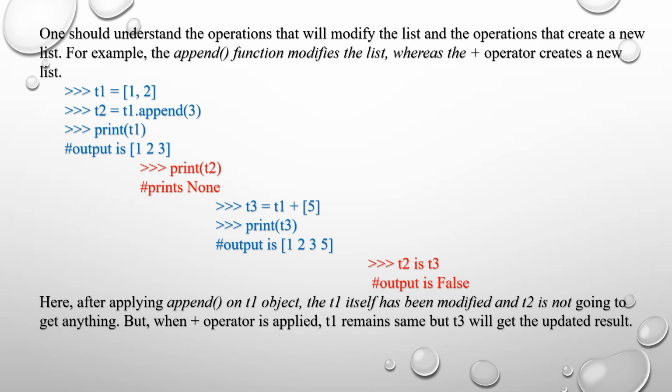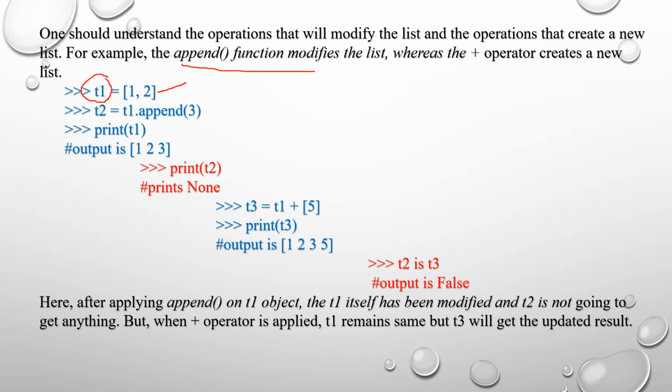One should understand the operations that modify the list and the operations that create a new list. For example, the append function modifies the list, whereas the plus operator creates a new list. For example, take t1 is equal to [1, 2]. The list elements are 1 and 2, stored into t1. So t1 is the list variable name.